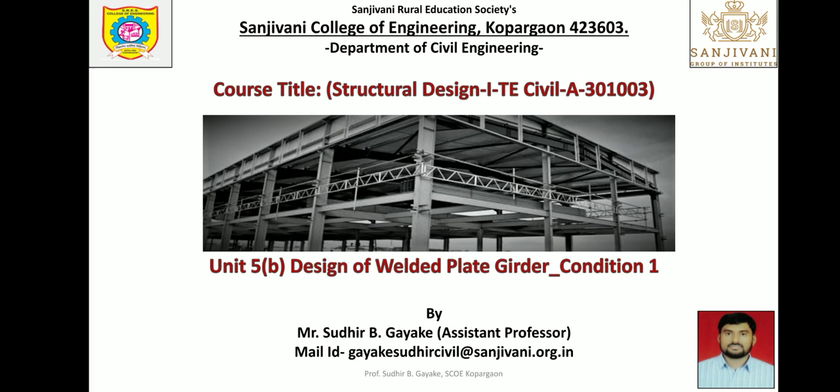I have classified these three ratios as condition 1, condition 2 and condition 3, and according to that we are going to observe three different numericals where the D by TW ratio is initially less than or equal to 67 epsilon for condition 1. For condition 2 it will be between 100 and 200, and for condition 3, or the third video, it will be greater than or equal to 200.